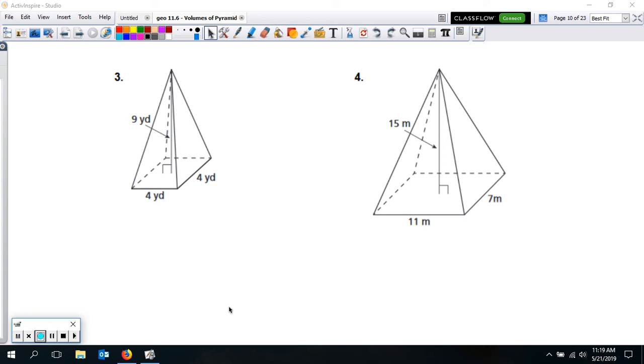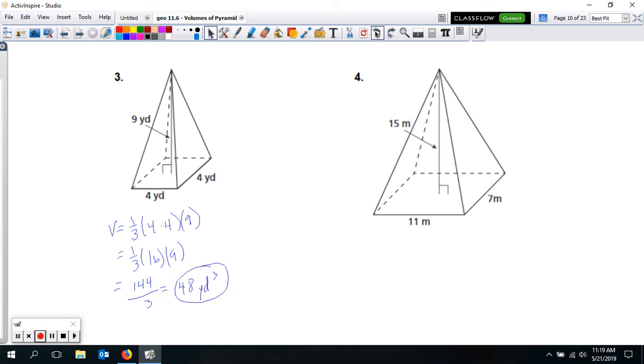Okay, hopefully you've paused the video and you've done 3 and 4, and now you're just checking your answers. So for this one, again, we're just going to use the 1/3 base area. Our base is a square again, just like our last one. So we're going to just do 1/3 times 4 squared, and our height, you can see there is 9. There's that little right angle mark inside of that figure, and so it's times 9. 4 times 4 is 16, and so now it's 1/3 times this. Again, you could cross cancel 3 and 9 if you want to. Now it's just 16 times 3, or we can multiply, get 144 divided by 3. Either way, our answer there is 48 yards cubed.